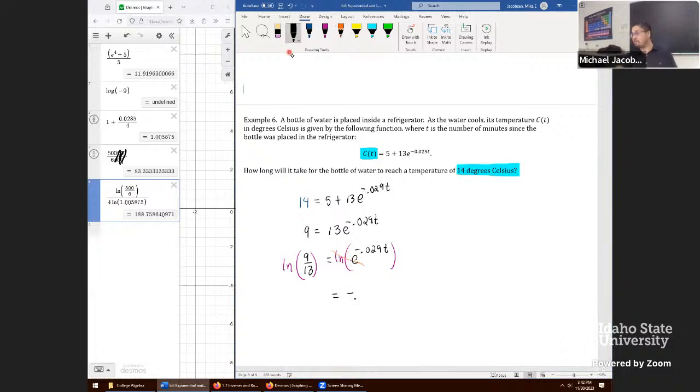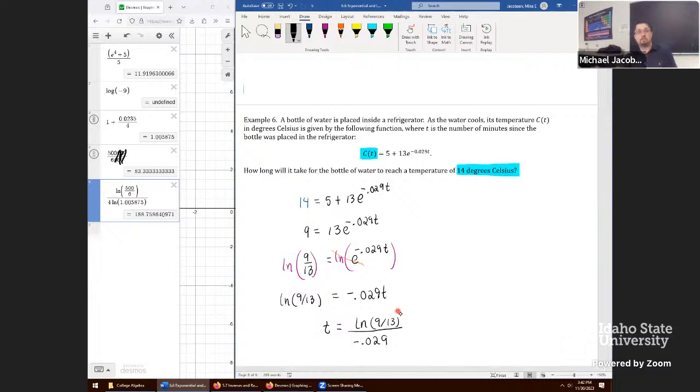The right-hand side is negative 0.029 T. Left-hand side is natural log of 9/13. And that means final step is just to divide by negative 0.029. So the end step is T equals natural log 9/13 divided by negative 0.029. On paper, this looks absolutely wrong because we're looking for time, right? And that looks like a negative number, but it's actually not negative. Logarithms are just tricky when you look at them.